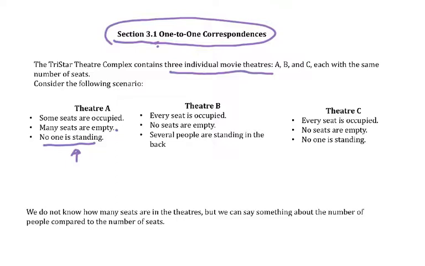Then you go to theater B, and there you see every seat is occupied. This movie must be really popular. None of the seats are empty, and there are also people standing up in the back, standing room only. That's what we used to say.